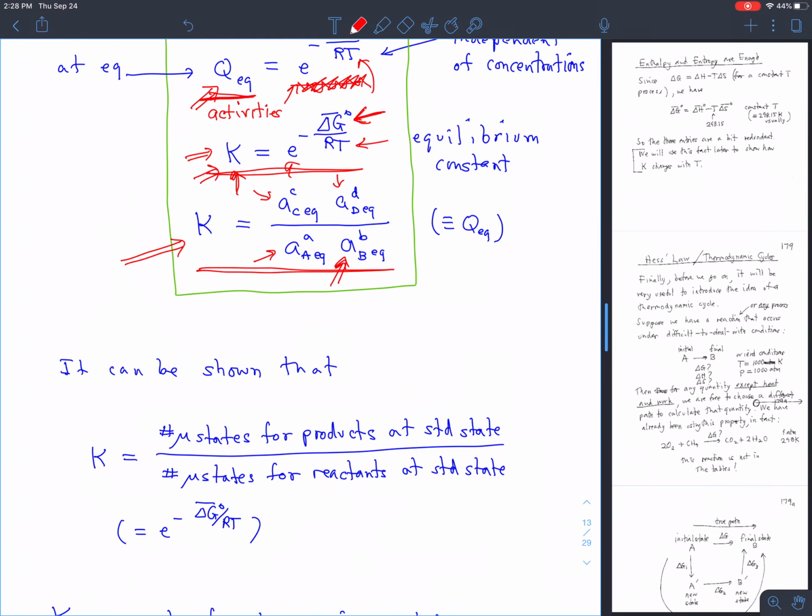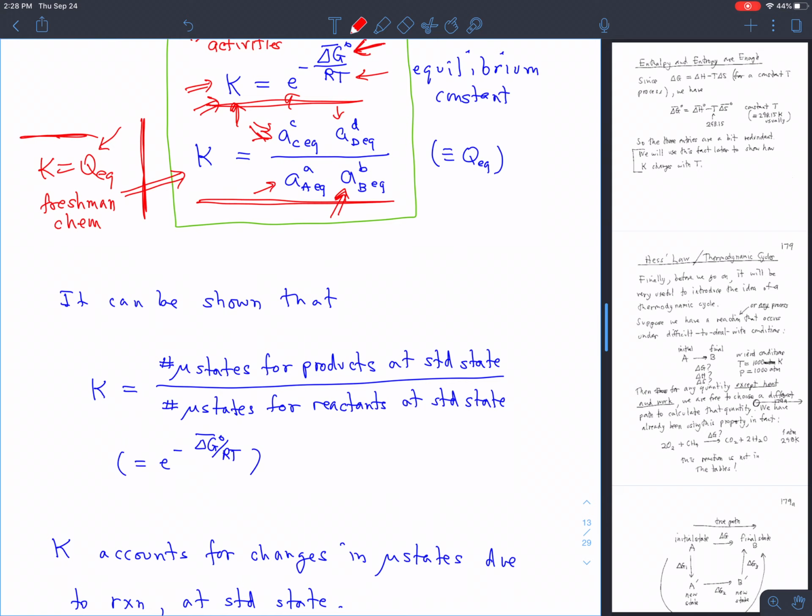All right, this expression right here is the K equals Q expression that should be familiar from freshman chemistry. And now we've derived it. And I want to emphasize that this is only true at equilibrium, right? This Q over here has to have the equilibrium values of the activities in order for this relationship to be true.